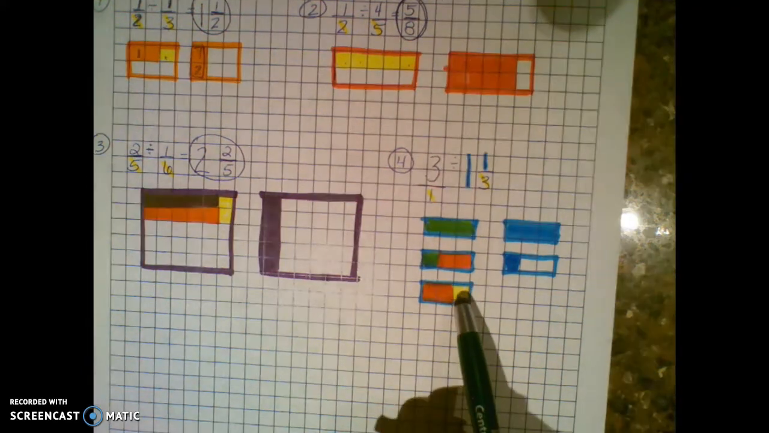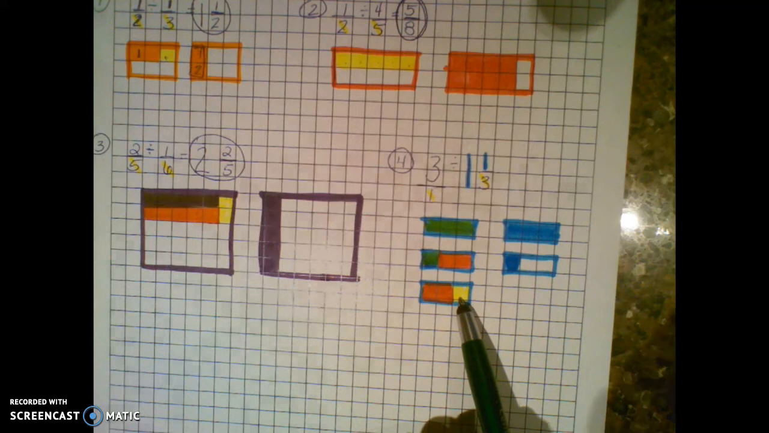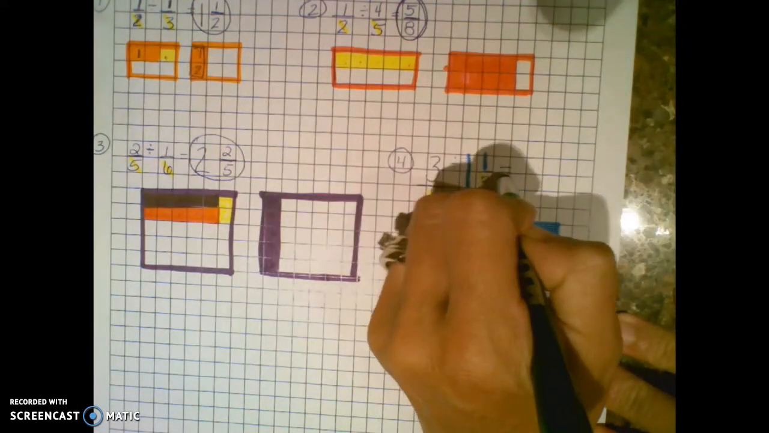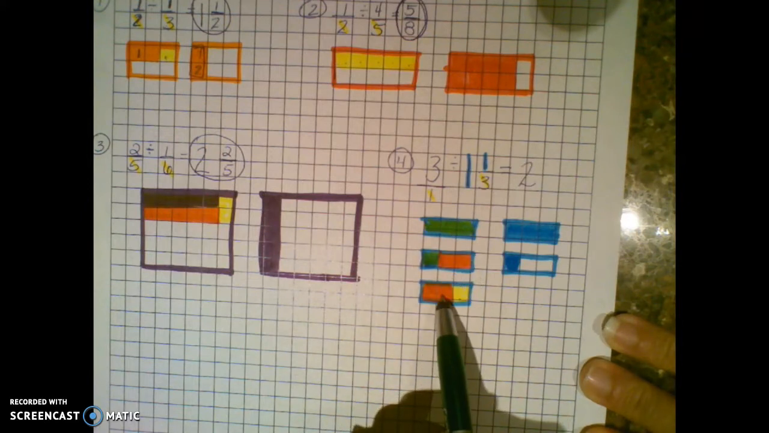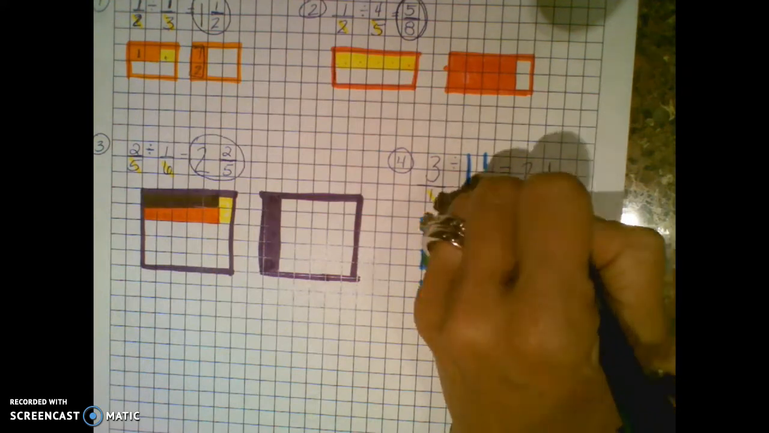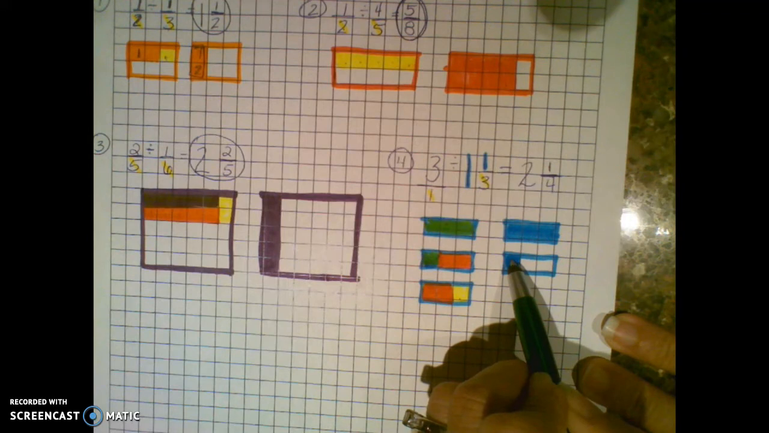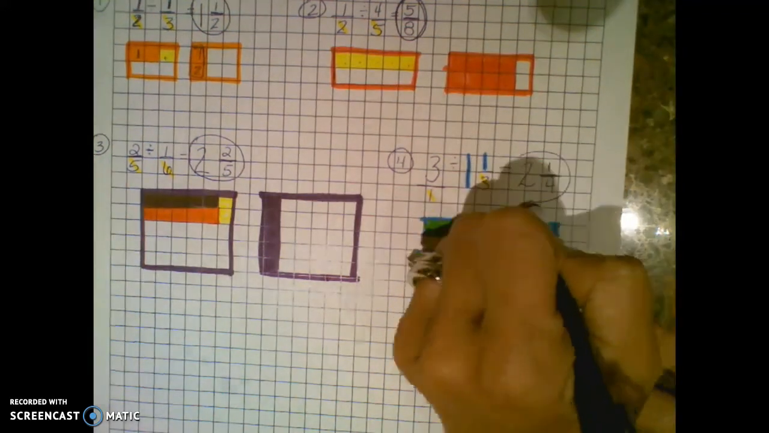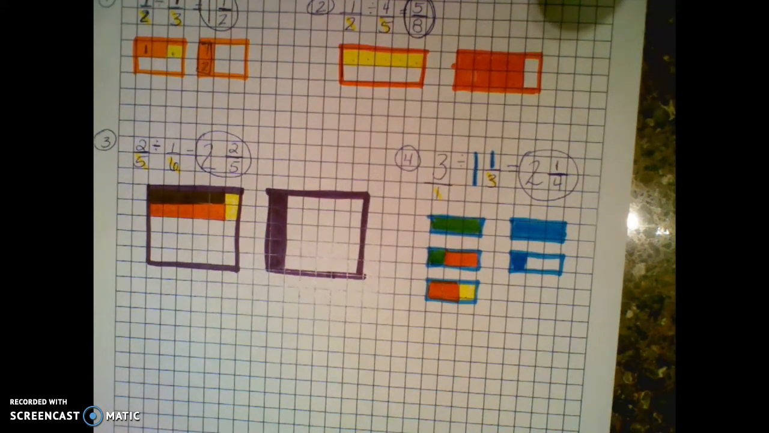But look, I still have this one little piece here. I need 4, but I only have 1. So 1 1/3 can go into 3 2 whole times because I have 2 different colors. And 1 out of the 4 I need to make a third. So 3 divided by 1 1/3, or 1 1/3 goes into 3, 2 1/4 times.